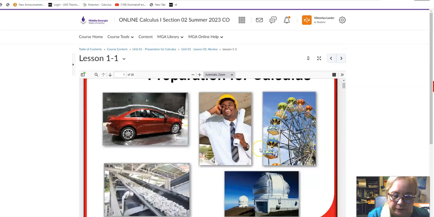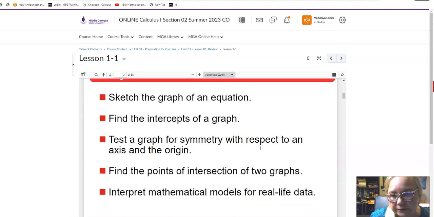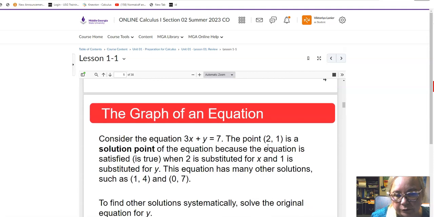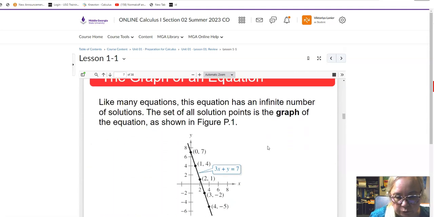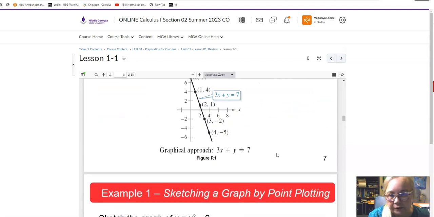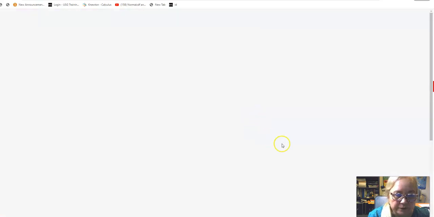So these are conveniently stored for you and presented for your information from your textbook. So you're welcome to use this instead of the textbook. But the textbook is available in WebAssign.